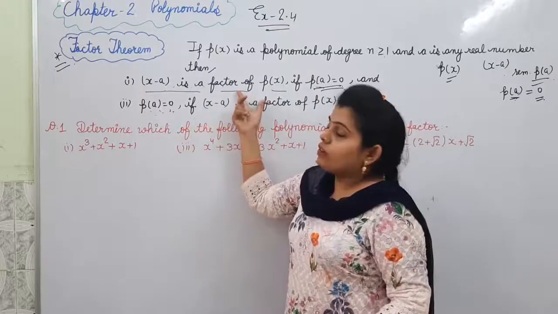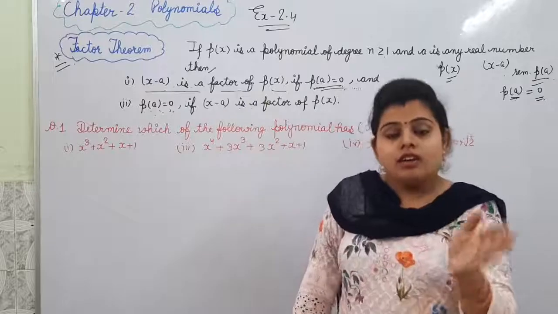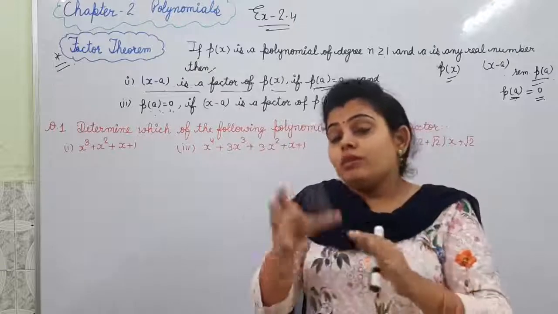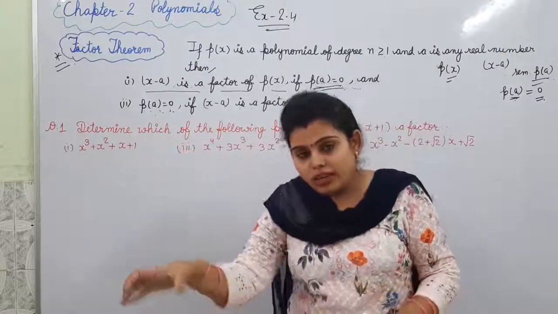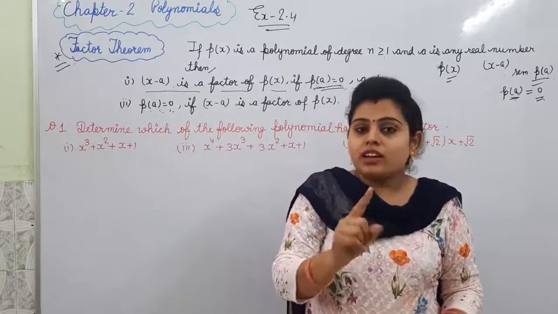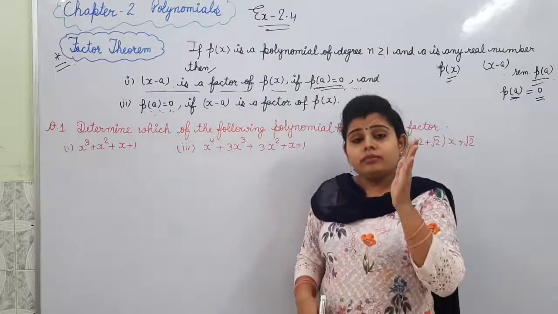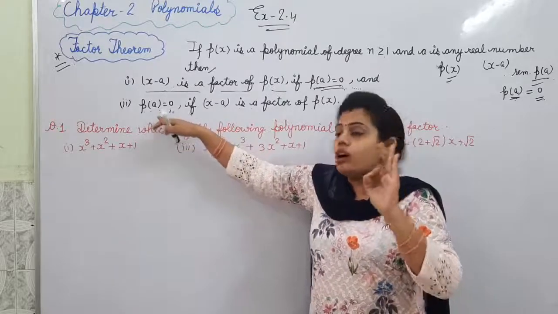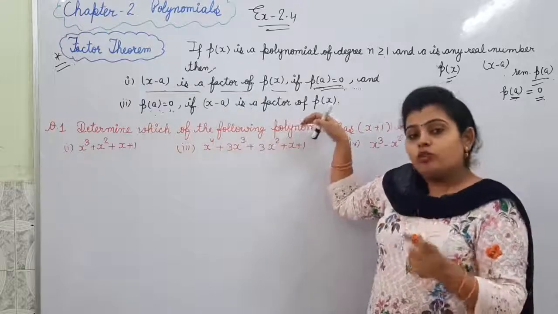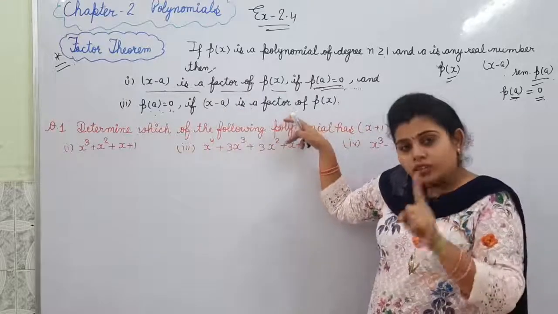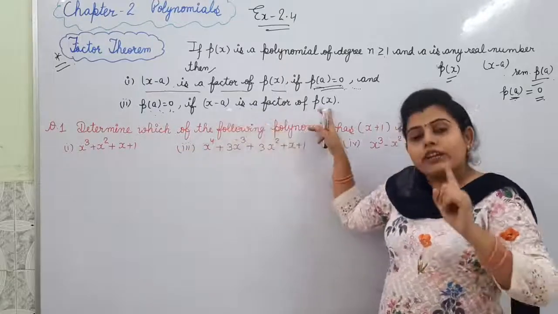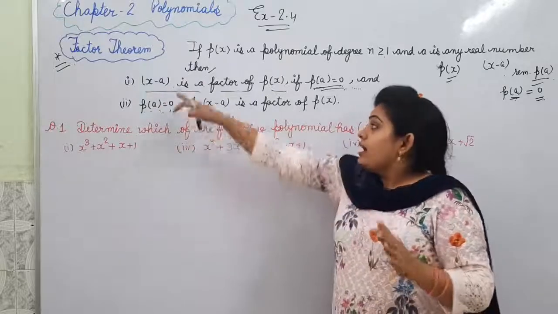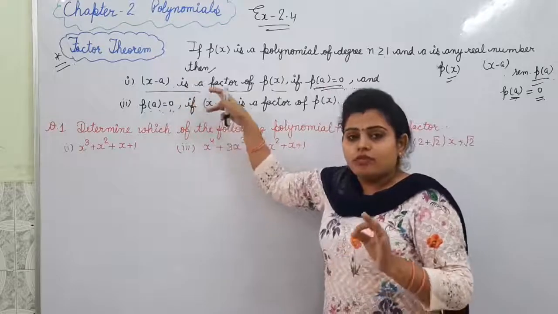This point is the converse of this one. x minus a will be the factor of p of x when the remainder is coming 0. Means firstly we get the remainder. If the remainder is 0, then x minus a is a factor of p of x. And what is in the second line? p of a is 0. When is the remainder 0? When x minus a is a factor of p of x. Here the factor is already given, that x minus a is a factor of p of x. If it is a factor, then p of a is equal to 0. If the remainder is 0, then it is a factor.